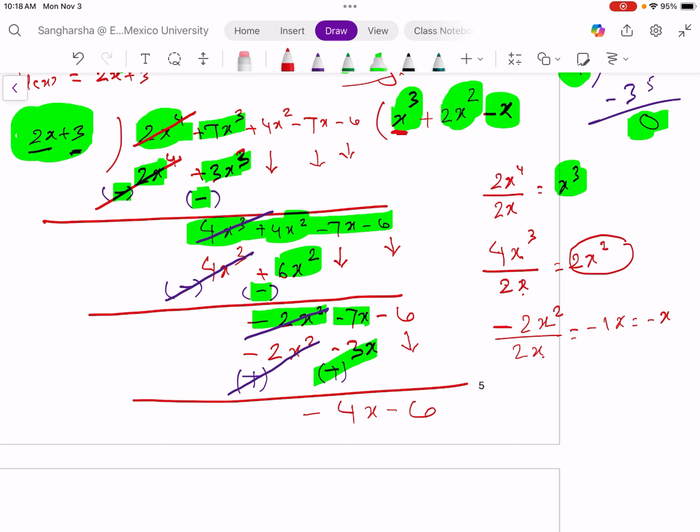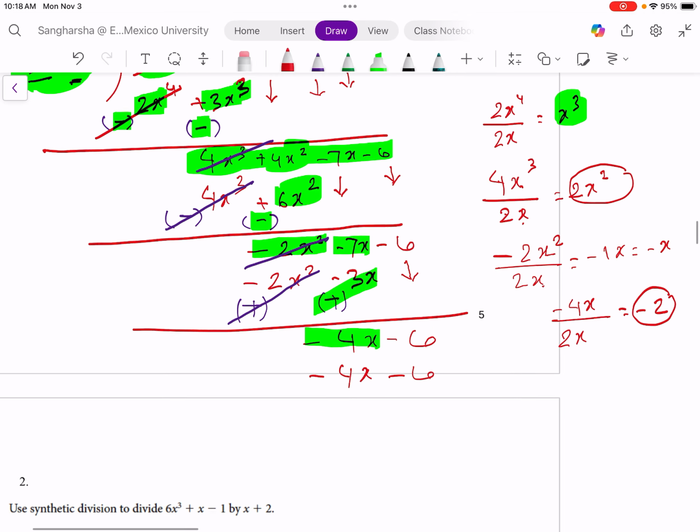Now we repeat the same process. Okay, you take the first term, negative 4x. So you take negative 4x, divide by the first term of the divisor, 2x. Negative 4x divided by positive 2x, that is negative 2. And this is your next term of the quotient. So we write down here negative 2. And we multiply negative 2 and every term of the divisor. So negative 2 times positive 2x is negative 4x. Negative 2 times positive 3 is negative 6.